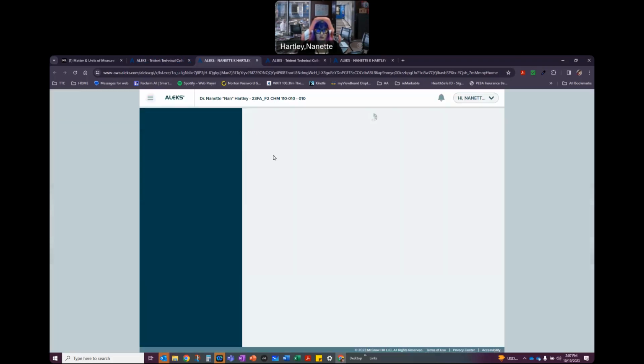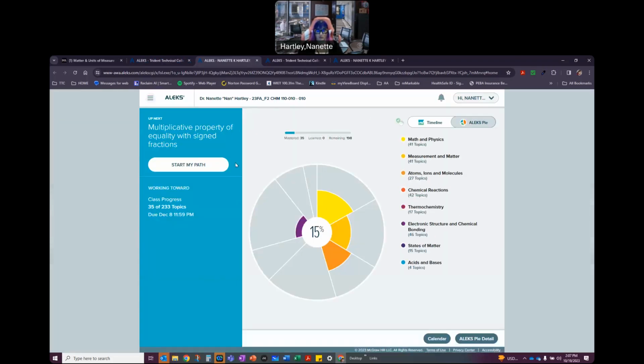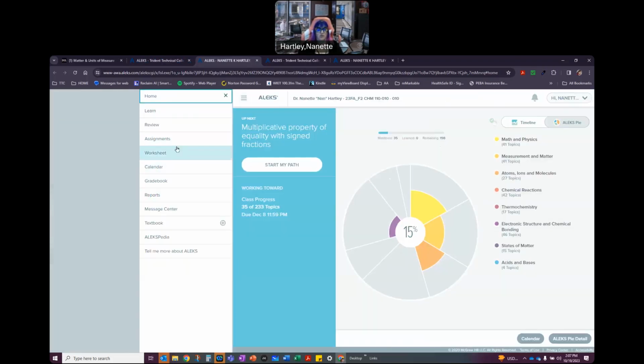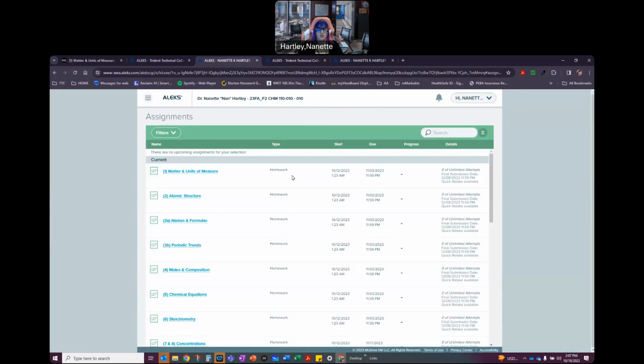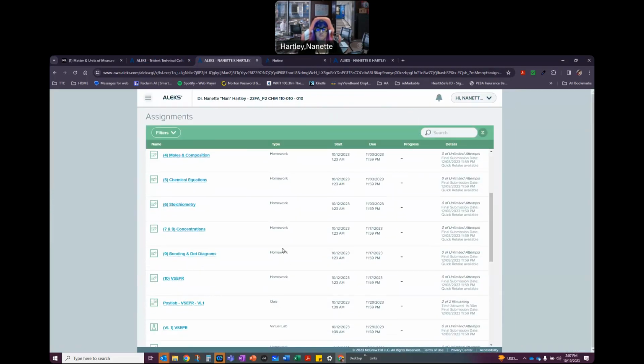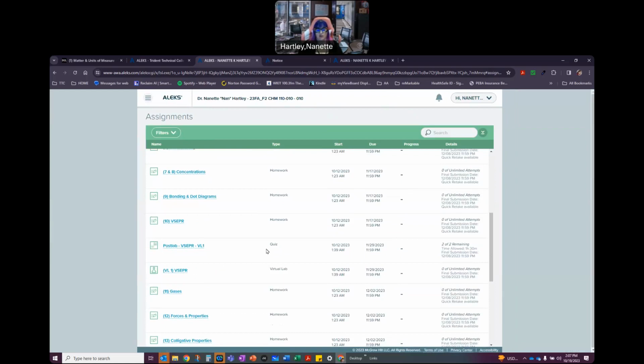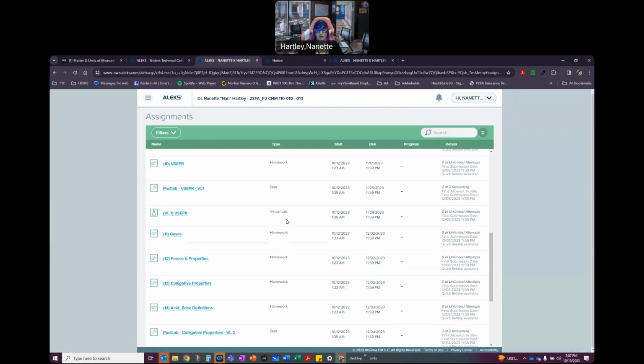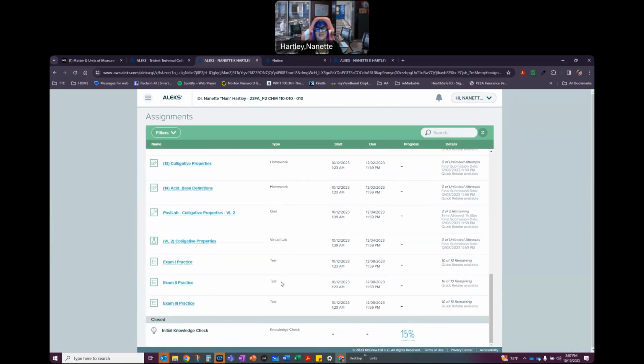Now, for the most part, all you have in here is homework. So you'll see that your assignments include homeworks. There are some quizzes that are here, virtual labs that are here, and then you'll see tests. Now, these tests are not actual tests. These are practice tests for each of the exams so that you can see what you might get asked.